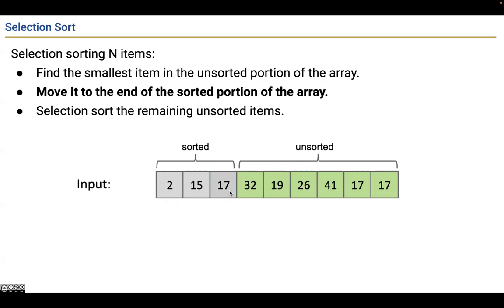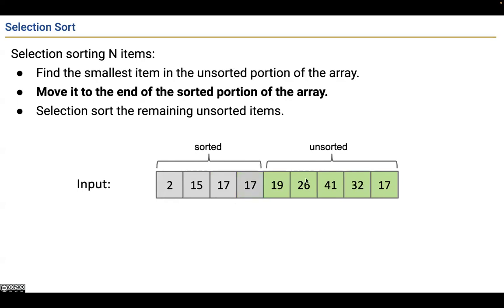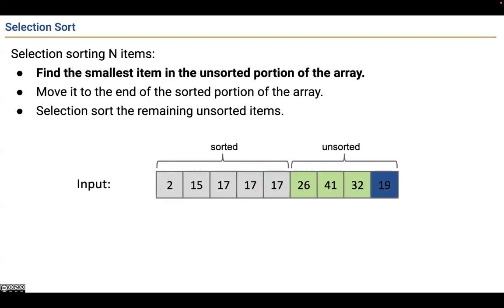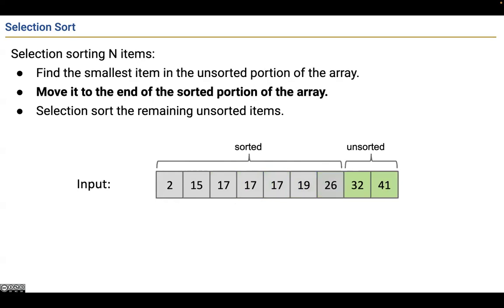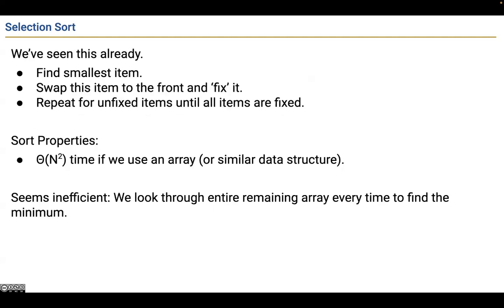So I won't bore you with all of the steps, but we'll just keep going. 17 swaps to the front. 19 swaps. 26 swaps. 32 swaps with itself. 41 swaps with itself. Look, everything is sorted and beautiful. OK, so that's it. That's selection sort. It's basically 2 steps.